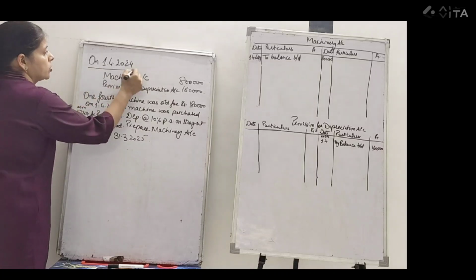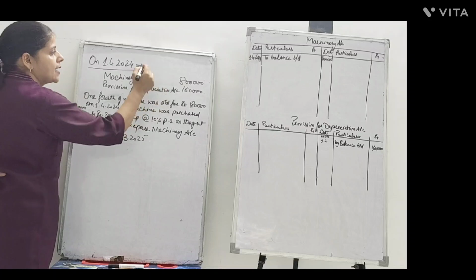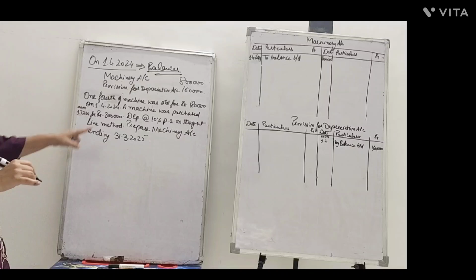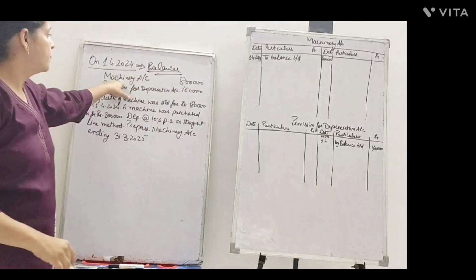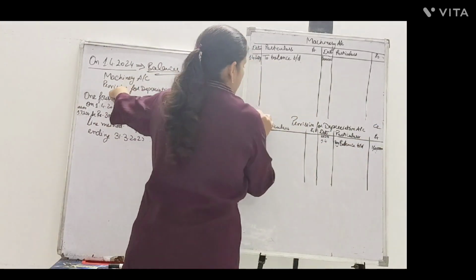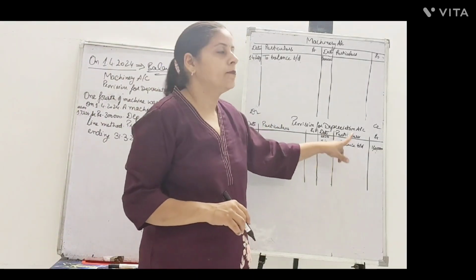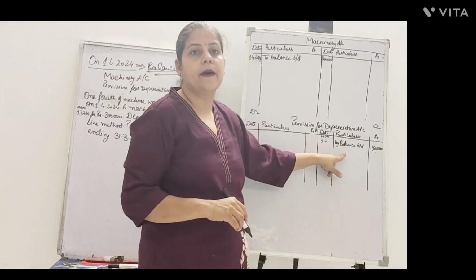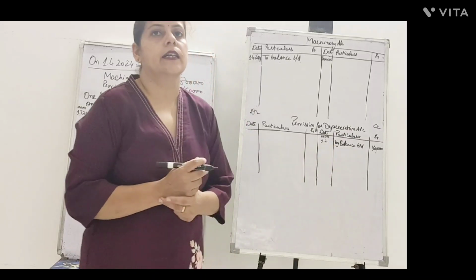Like over here, on 1st of April 2024, the machinery account and provision for depreciation account balances are given to you. That means he has not purchased the asset; rather, the balance brought down for the machinery is 8 lakh and the provision for depreciation account carries 1,60,000. I have told you that the provision for depreciation balance brought down would be on the credit side. The machinery is an asset, that's why it has a debit balance. This has a credit balance because it is shown on the liability side of the balance sheet.